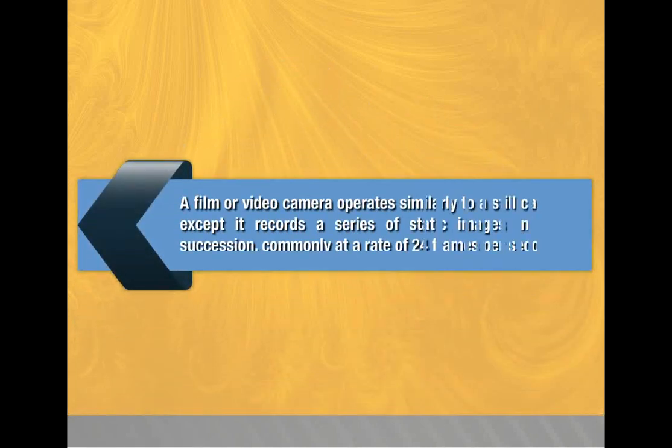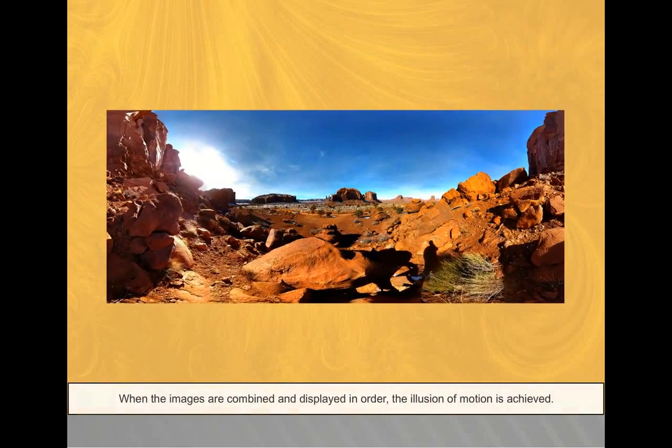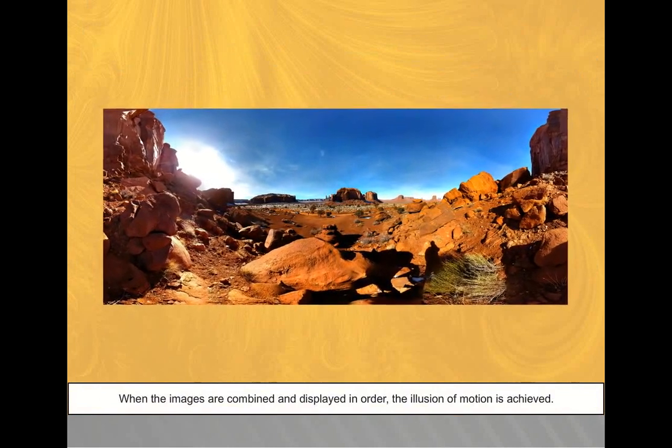A film or video camera operates similarly to a still camera, except it records a series of static images in rapid succession, commonly at a rate of 24 frames per second. When the images are combined and displayed in order, the illusion of motion is achieved.